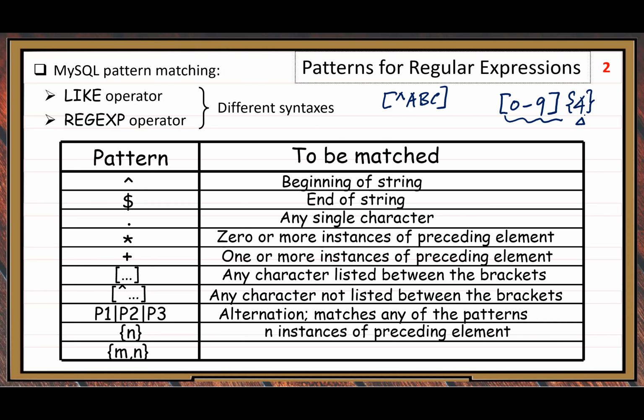Then curly braces m, comma n. M through n instances of the preceding element, repeated in a range from m, the smaller number, through n, the larger number. So we just need to use these patterns.